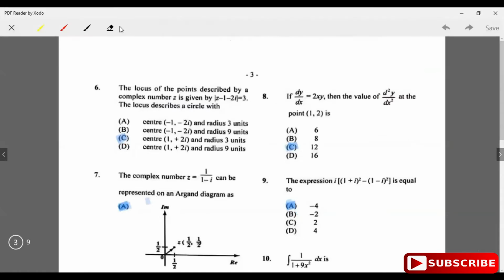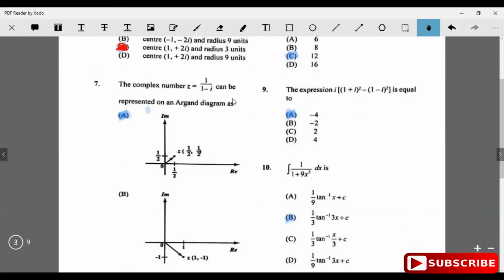Question 6 asks for the locus described. They're saying the locus of the points described by the complex number z is given by z minus 1 minus 2i, the modulus of it equals 3, and they want the locus that describes the circle. First and foremost, we have to write this in a better form. We can write it as z minus the center, in brackets 1 plus 2i, with a radius of 3 units. So this is the form that we need to write it in. We can then see that the real part is 1 and the imaginary part is 2. And so that's option C. Easy question.